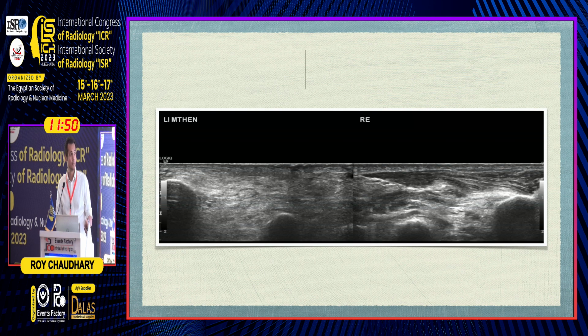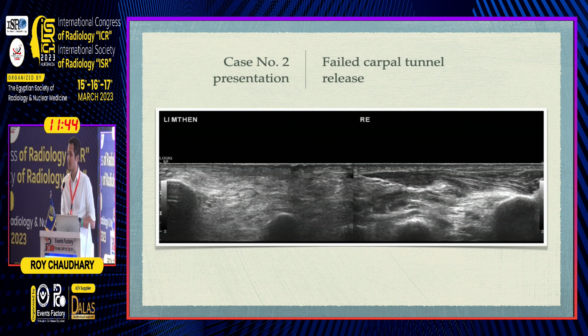Okay, case 2. So this is a patient whom the surgeon had evaluated, and they'd done a carpal tunnel release, but the patient did not get any benefit from it. So it was a failed carpal tunnel release. So here we are showing the affected side, which is the left side, and comparatively the right side.